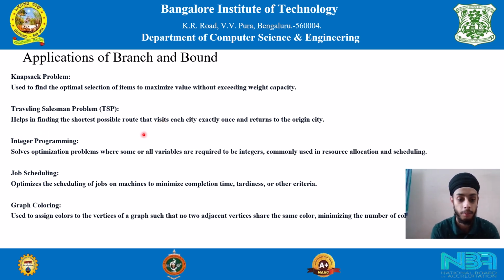And integer programming means solving optimization problems, commonly used in resource allocation, networking, or network design. And job scheduling means optimizing the schedules of jobs to minimize the completion time or other criteria. And in graph coloring, we can use branch and bound so that no two adjacent vertices share the same color and to minimize the number of colors in the graph.